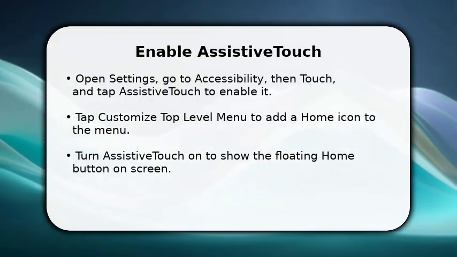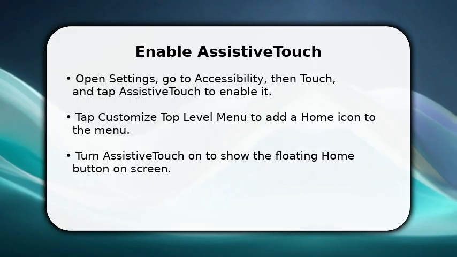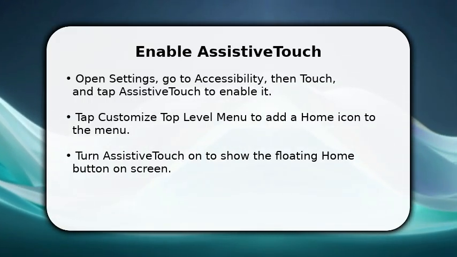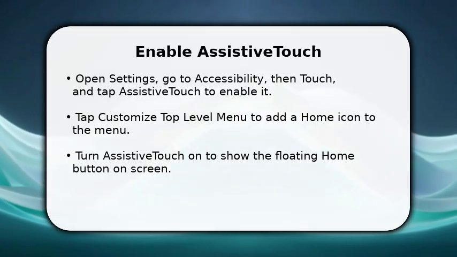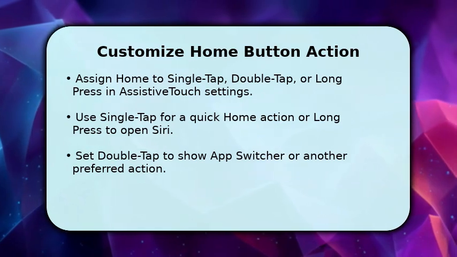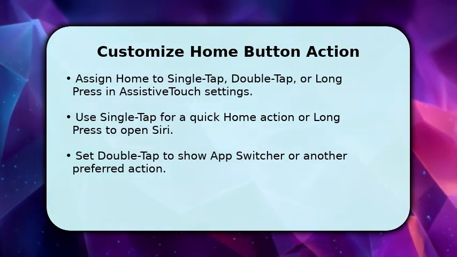Next, tap Customize Top-Level Menu to change what the button shows. Choose the plus sign to add another icon and select Home from the list provided. Return to the Assistive Touch settings to customize your home action. Tap Single Tap and choose Home for a one-touch return to the home screen.